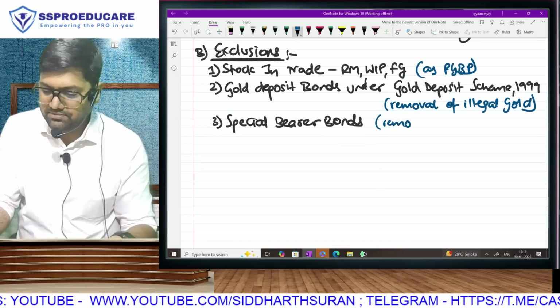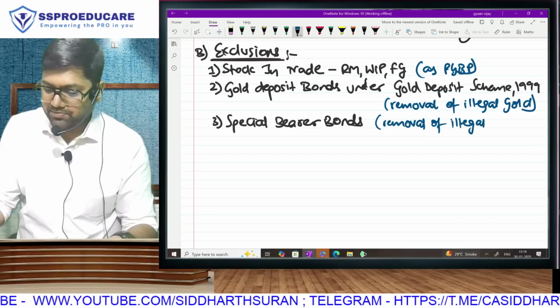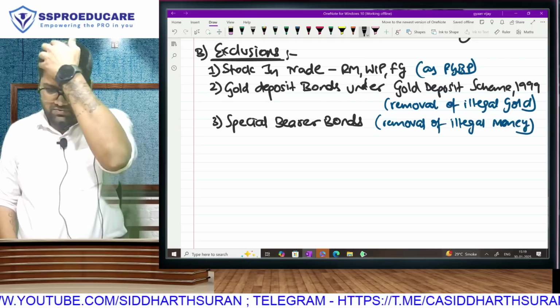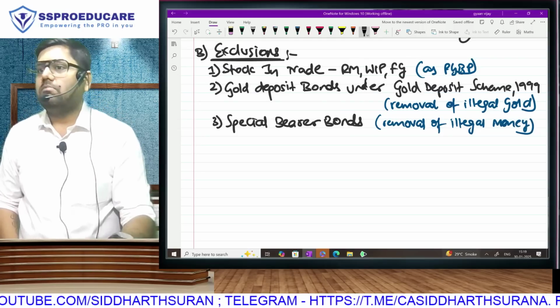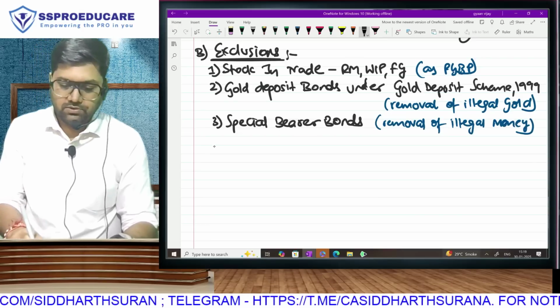Removal of illegal money from the market. Removal of illegal gold was done. Now removal of illegal money from the market. Are you understanding? Okay, next.